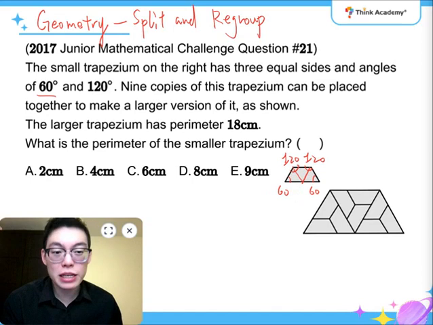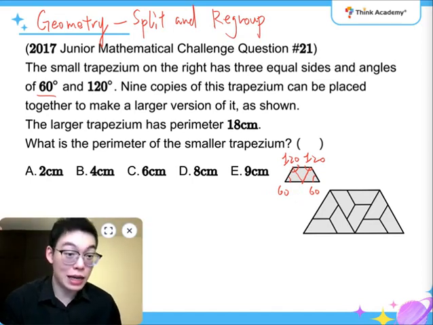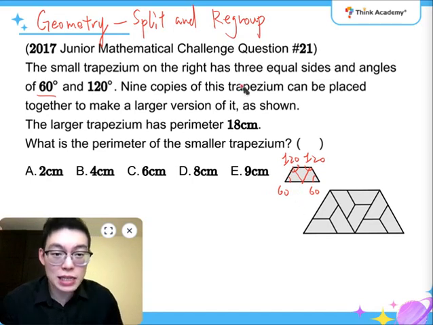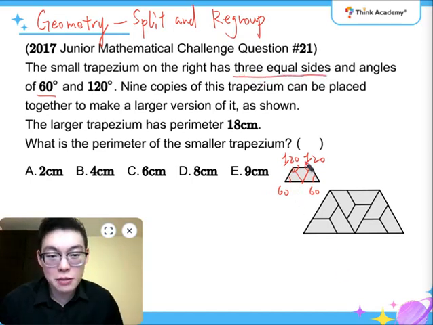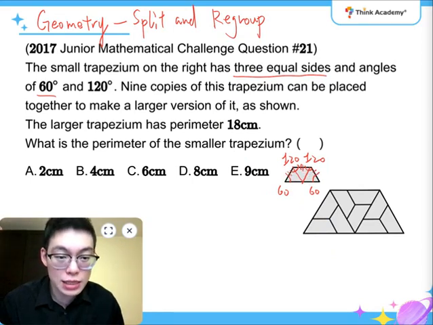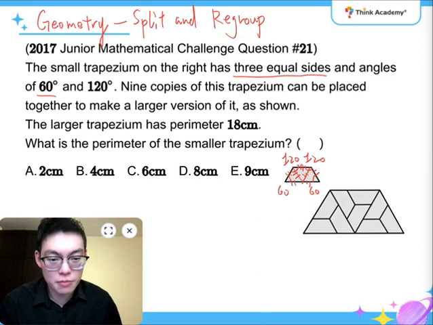And how do we know that it is going to be equilateral? That's because it has three equal sides, right? So it means that the top side is equal to that side and it's equal to that side, which means that now all of them are going to be the same. So that might be a little bit small of a diagram. So let me draw a larger one.